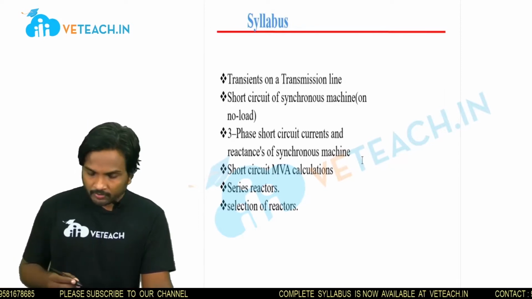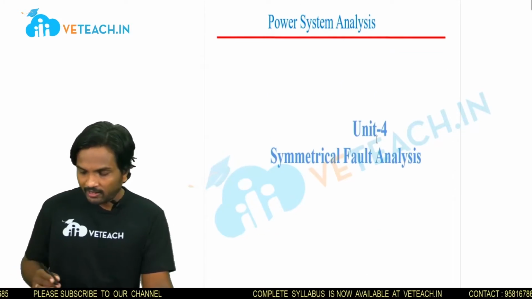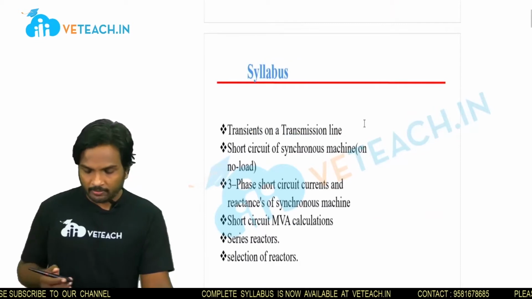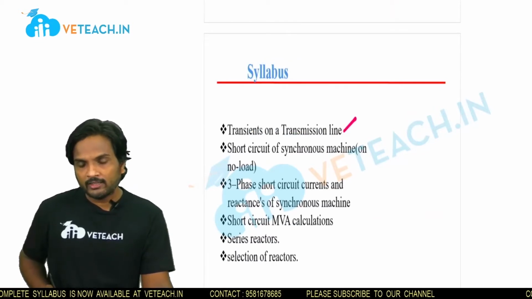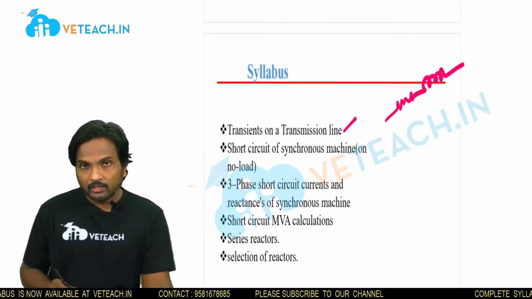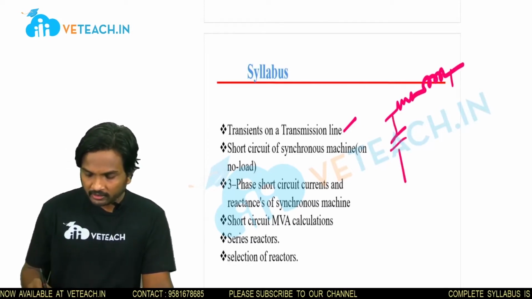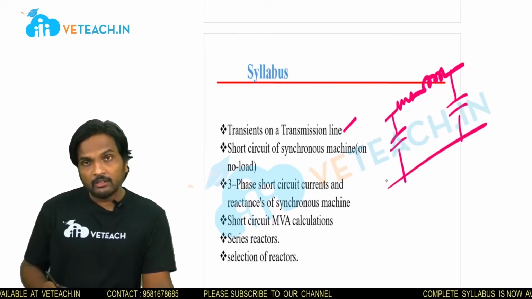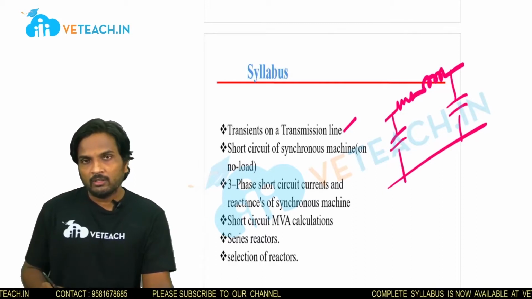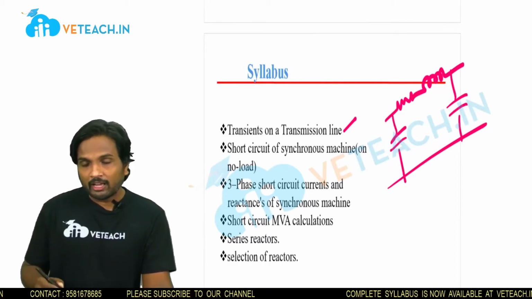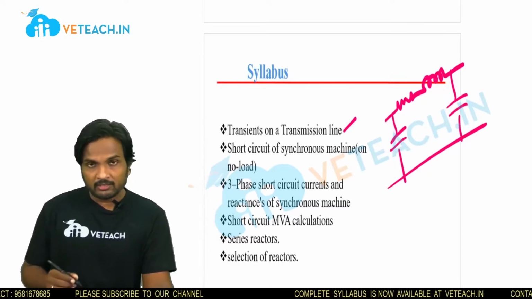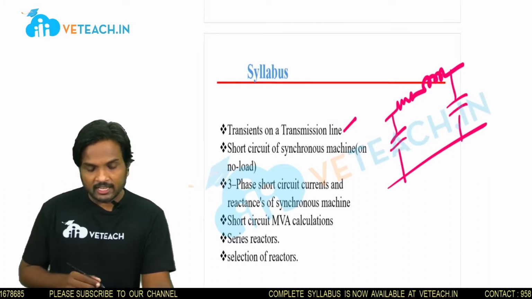See here. Unit 4 is symmetrical fault analysis, right? So what is the syllabus in symmetrical fault analysis? First one is transients on transmission line. We know that we have a transmission line where we transfer the electric power, right? In a transmission line we have resistance and inductance and shunt capacitance like this. So this is the transmission line. If we connect this transmission line in a power system network and a short circuit occurs, what will happen to this transmission line, and what is the current flowing in this transmission line? That is about the transients on a transmission line.